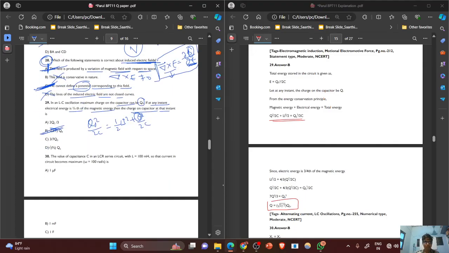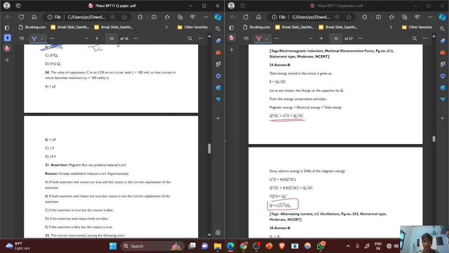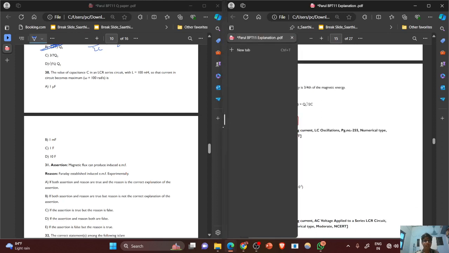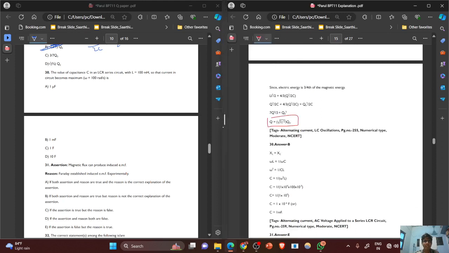Now moving ahead to the next question. The value of capacitance in an LCR circuit, it is asking actually. L is given, omega is given. When the current is maximum, current is maximum in resonance, omega equals 1 by root LC. So from here, you know omega, you know L, you just need to calculate C. It's again a formula-based question. So C will come out to be, after the calculation, 1 millifarad. That is, B is the correct answer.